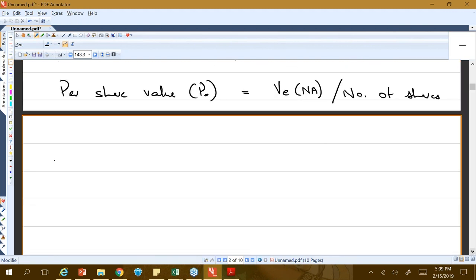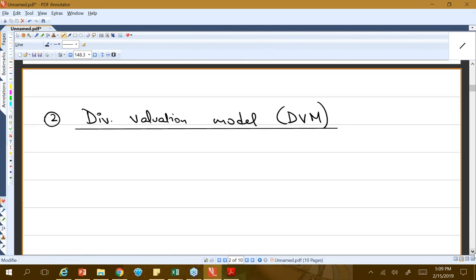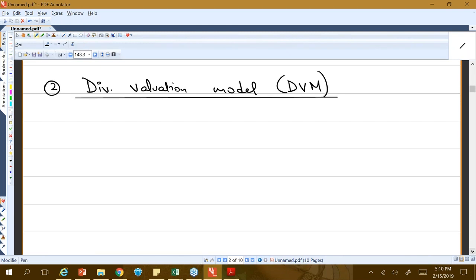Now, the second thing, the most important method for us, is the dividend valuation model, or DVM. It is a very, very important method for us in terms of computing a business's value.